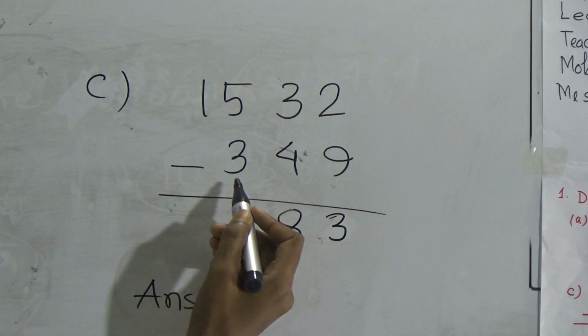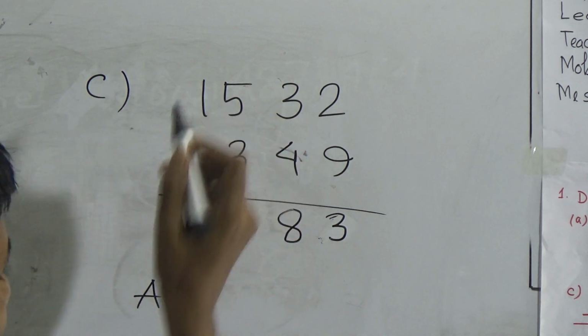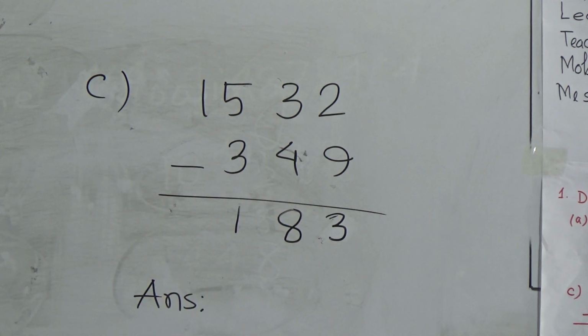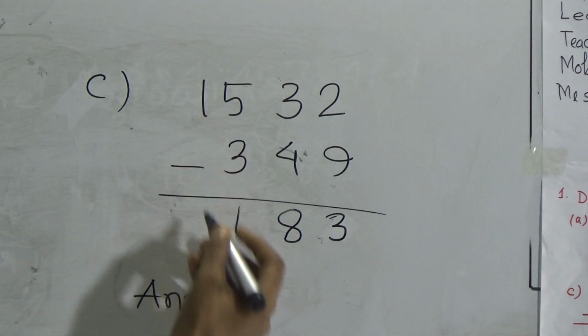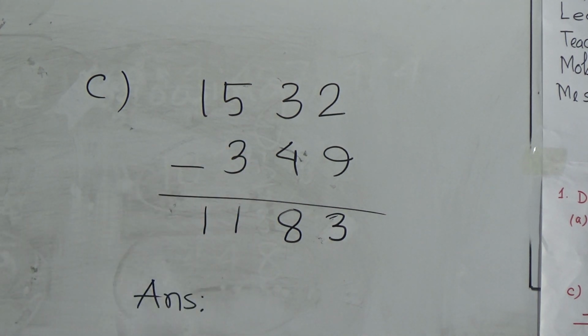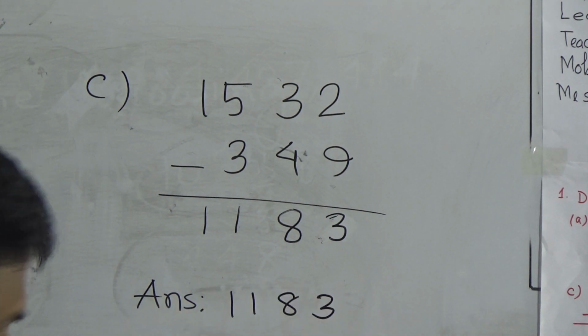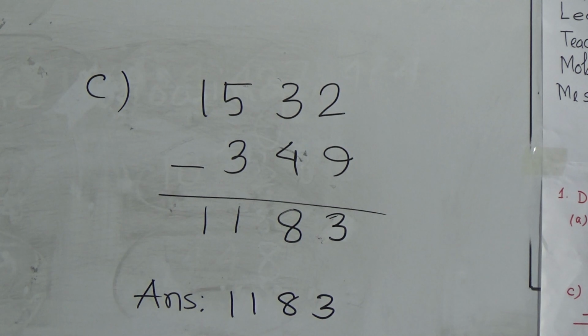Now you subtract 4 from 5. Then we get 1. Okay. Now 1 remains same. That means we get 1183. Right? The answer 1183. Understood, dear student? Dear student, as this is difficult, so I will repeat again.